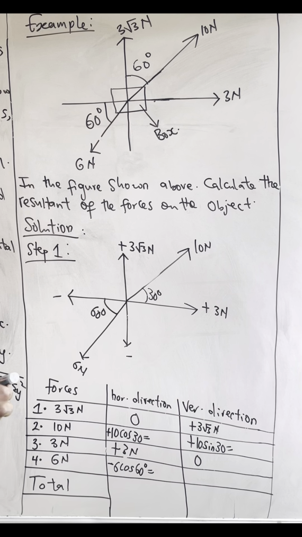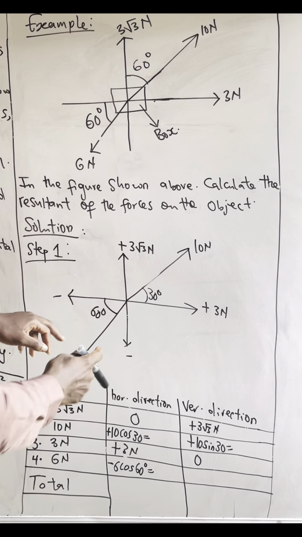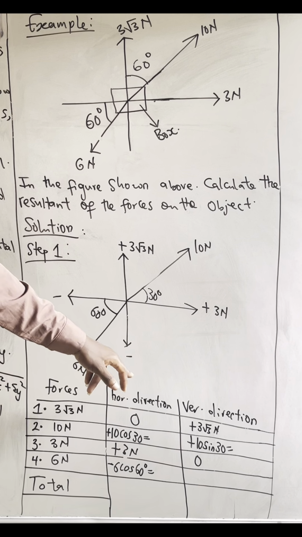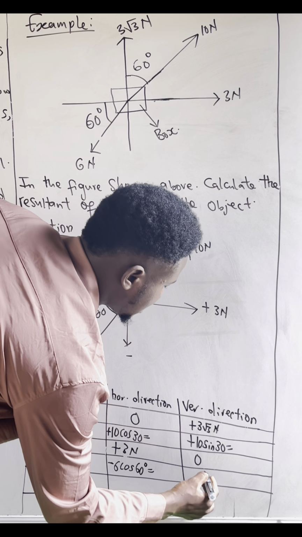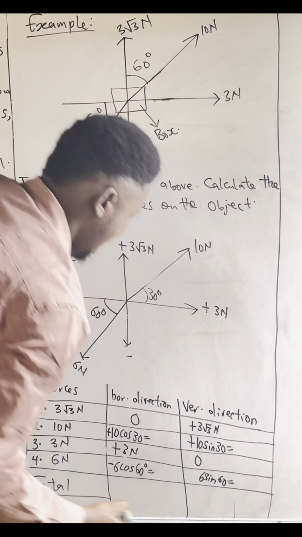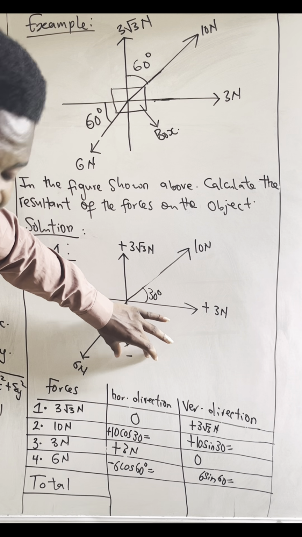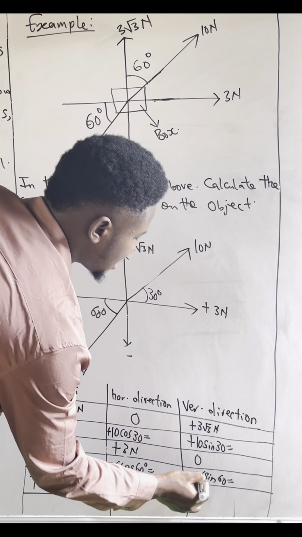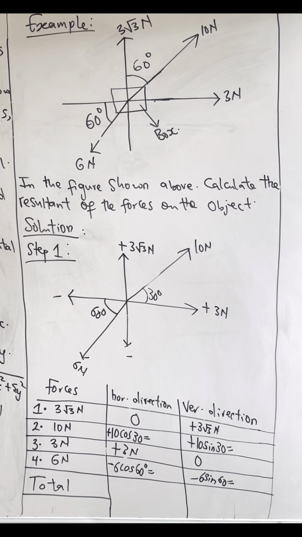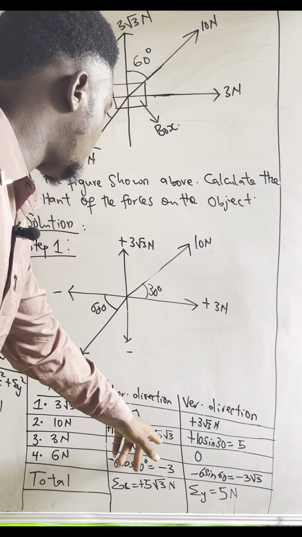And also, I'm going to resolve this 6 Newton to the vertical direction. You're going to see that if I resolve this 6 Newton to the vertical direction, I'm going to write 6 sine 60. And don't forget that I'm resolving it to the negative vertical, right? So this will be what? Minus 6 sine 60.